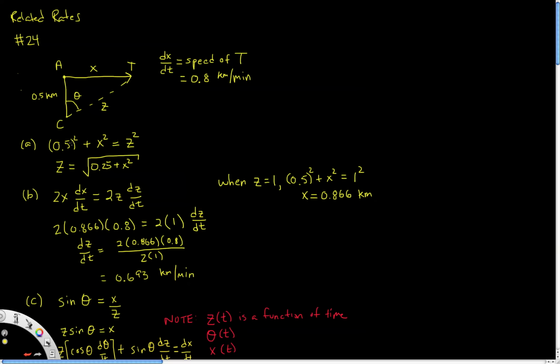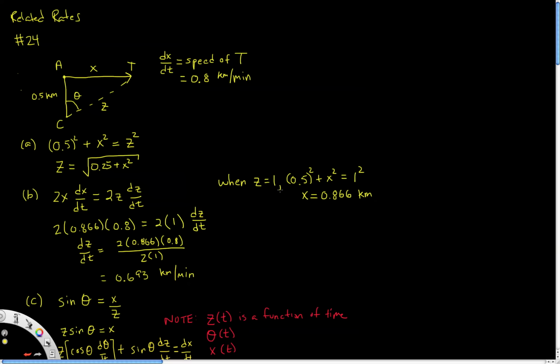When I do that, this first term, 0.5 squared, is a constant, so its derivative is 0 and it disappears. x squared turns into 2x dx/dt, and that's all equal to the derivative of z squared, which is 2z dz/dt. Alright, in order to solve this equation for dz/dt, the quantity I'm interested in, I need to know several things. I need to know what x is, what dx/dt is, and what z is at the particular moment in time that we're talking about.